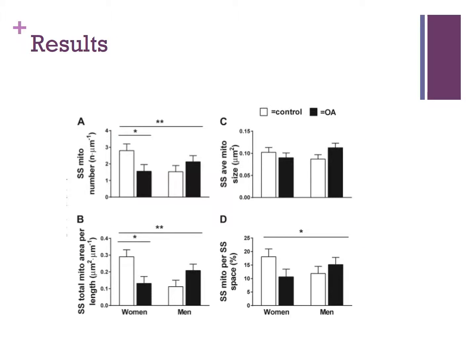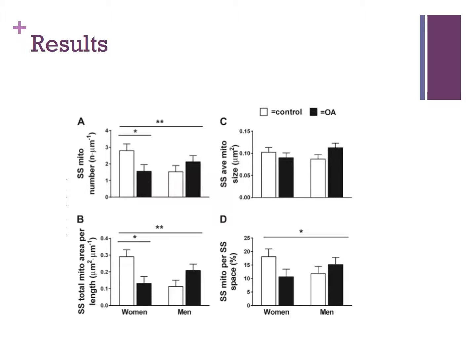So what they found was that, as you can see here, the women are on the left and the men are on the right. The white is the control, and the black is the experimental group with osteoarthritis. The bar that extends across the whole graph shows that there's a difference between the men and the women, and the bar across these two shows there's a difference between the control and the experimental group in the women.